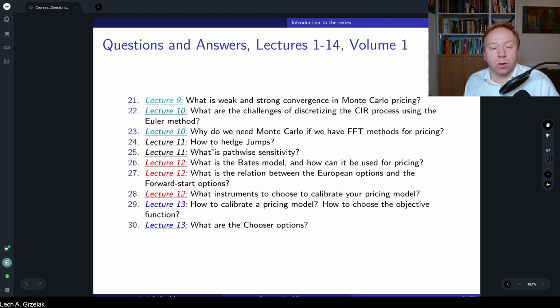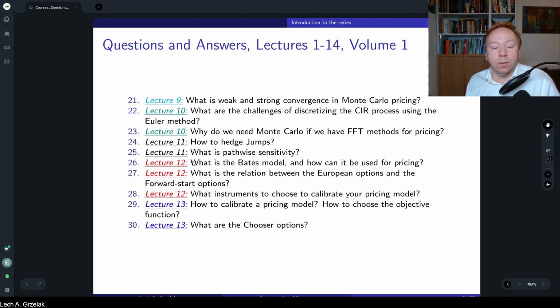Questions number 24 and 25 are also about simulation. The first one is about jumps, how to hedge jumps in a process. And the next one is about sensitivities, so it's also related to hedging. Pathwise sensitivity in particular. What is pathwise sensitivity, how to calculate it, and what are the benefits of using these, let's say, more advanced techniques for calculating sensitivities?